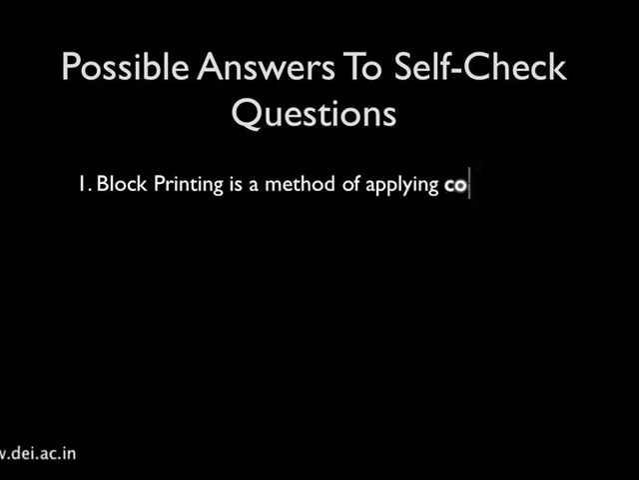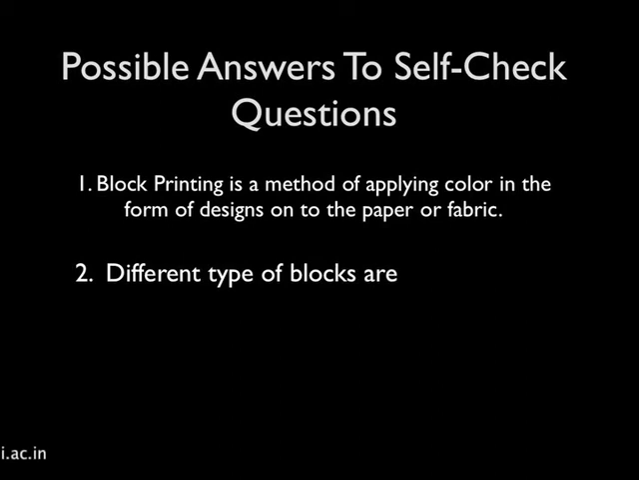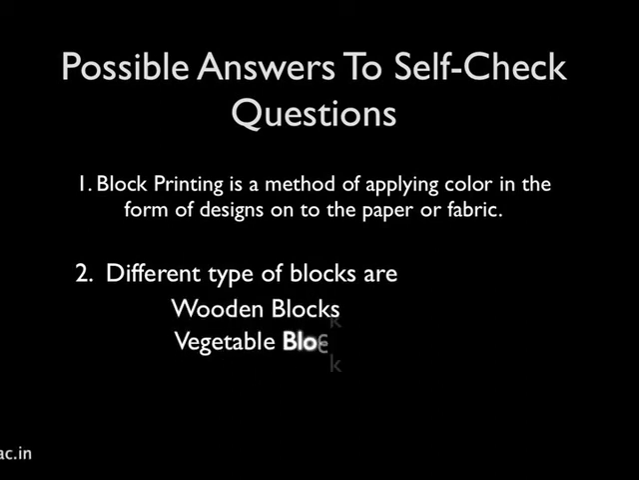Possible answers to these self-check questions. Question number one: block printing is a method of applying color in the form of designs onto paper or fabric. The second question: different types of blocks are wooden blocks, vegetable blocks, matchstick blocks, and blocks made from household articles.